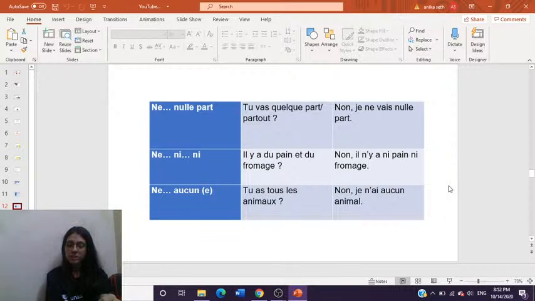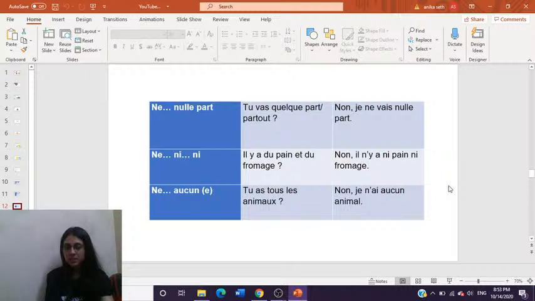No, I am going nowhere, or I am not going anywhere. Then ne plus ni. So this is neither nor. Il y a du pain et du fromage. No, il n'y a ni pain ni fromage. So there is neither bread nor cheese. Then is ne and aucun or aucune. So tu as tous les animaux. No, je n'ai aucun animal. Or so I don't have any animal, or I have none.